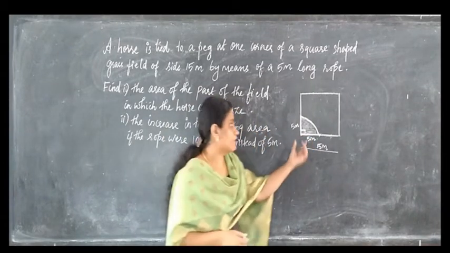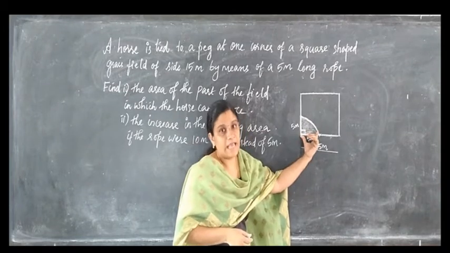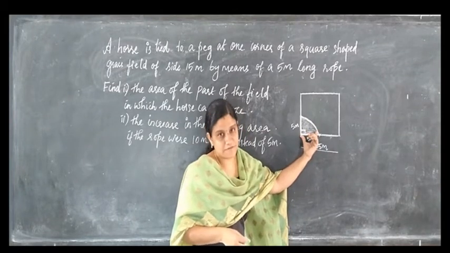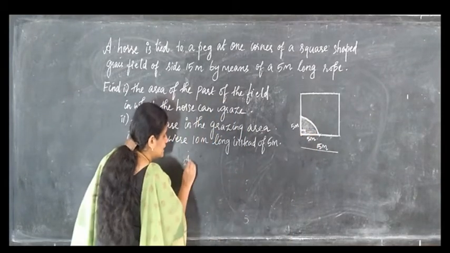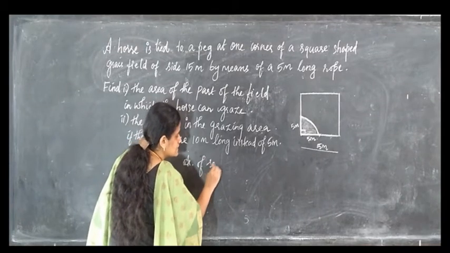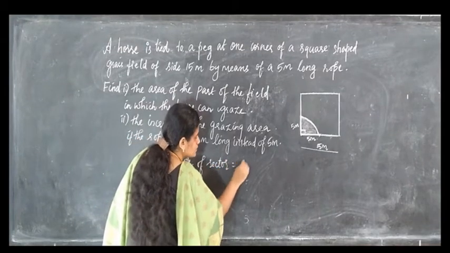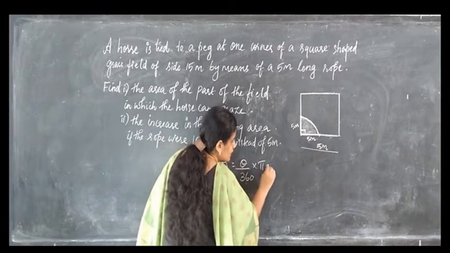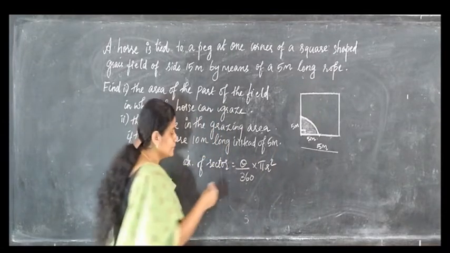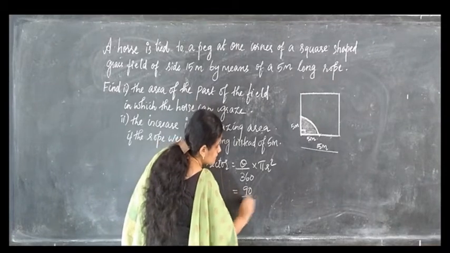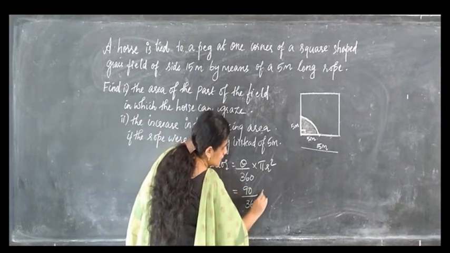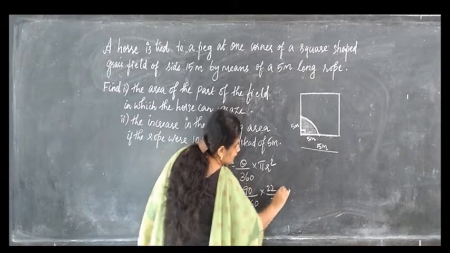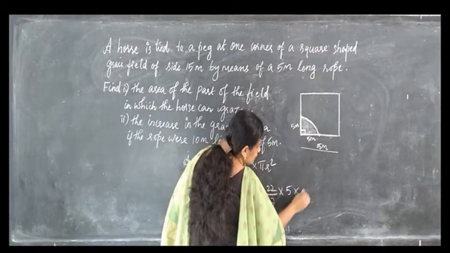So, can we find the area of this? Yes, using the formula for area of sector. What is that? Area of sector is equal to theta by 360 into pi r square. So what do you have? 90 by 360 into 22 by 7 into 5 into 5.